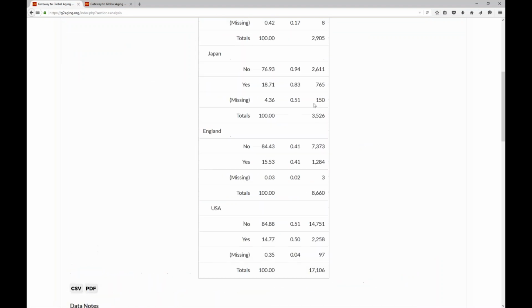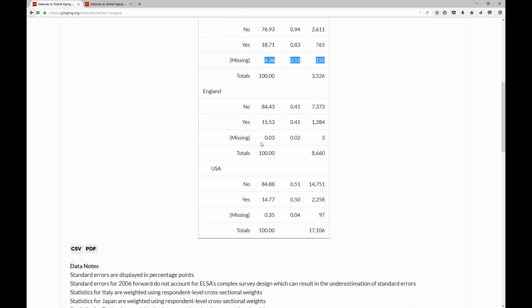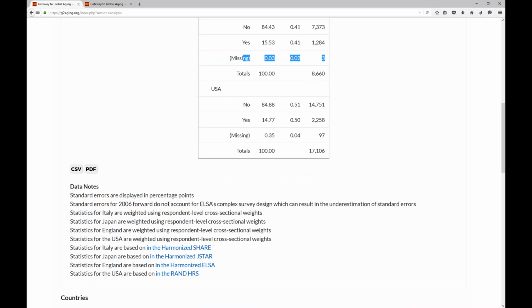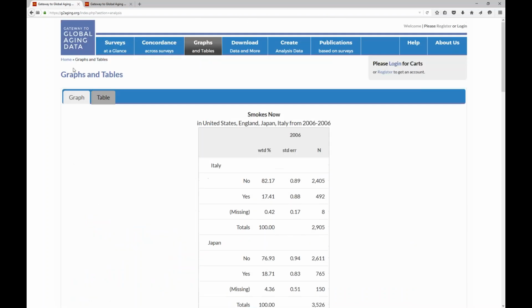So in this case, you can see quite a number of people in Japan actually didn't answer this question, while very few people in England did not answer this question. And these tables can be downloaded in CSV or PDF format. We also have notes which let you know how this is weighted. And in this case, we're looking at smoking, which is an individual activity. So these are all weighted using respondent-level cross-sectional weights. And then we also link back to where in the Harmonized survey any of these survey measures come from.